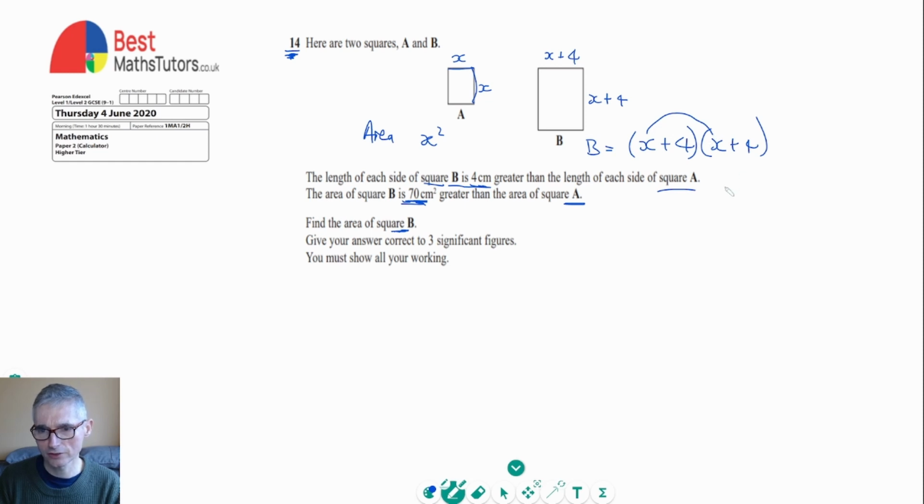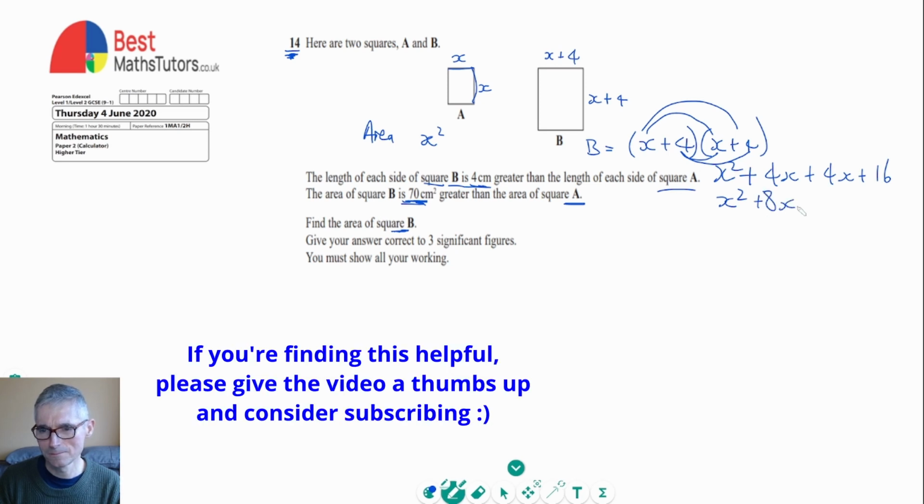So x times x is going to give us x squared. Then we've got x times 4 is 4x. Then we've got another 4 times x, so plus 4x. And then we've got 4 times 4 is 16. And we could just tidy that up a little bit just by adding the 4x's in the middle. So we've got x squared plus 8x plus 16.